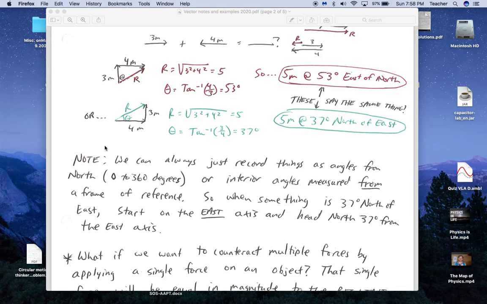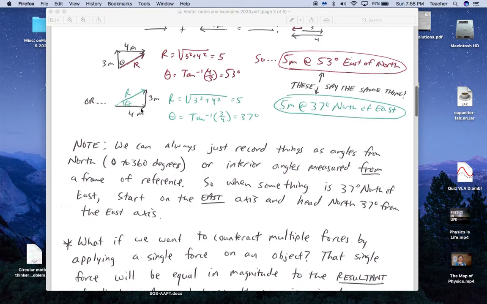Now let's say I drew this a little differently. Let's say I drew the 4 meter arrow first and the 3 meter arrow last. When I do that to connect and get a resultant, and I'm doing that in green here instead of the brownish color, my magnitude is the same, still 5 meters. But now 3 meters is my opposite side and 4 meters is my adjacent side. So if I take inverse tangent of 3/4, I get 37 degrees. That's a different number.